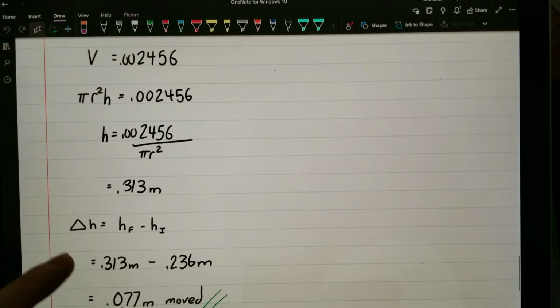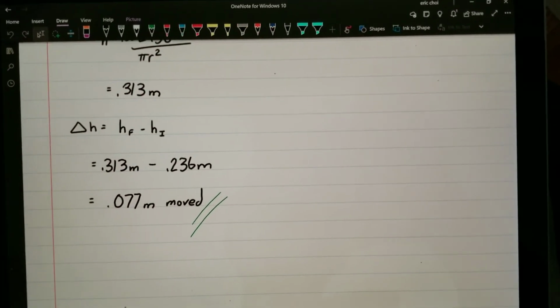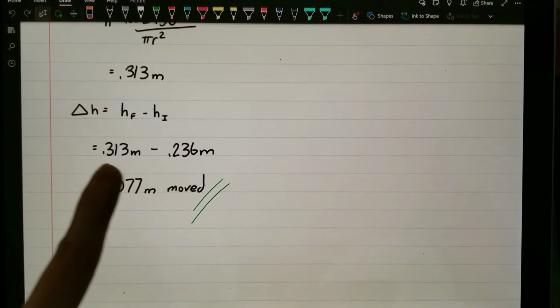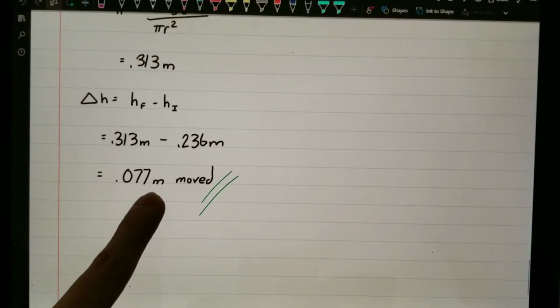And now to just find the change in h values from the temperature change, all we do is find the height final minus the height initial and subtract them like this.